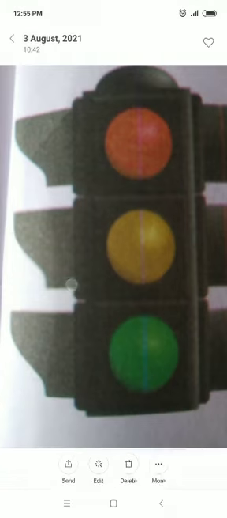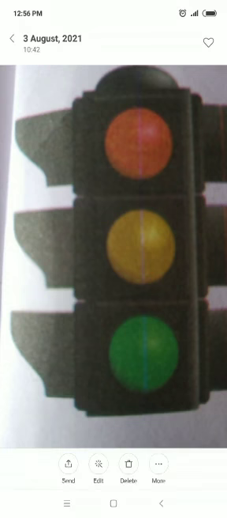Children, what is this, children? You know, traffic symbols. Okay, very good. Red color, orange color, green color. Red color, first one, indicates to stop before the line. Orange color indicates to be ready to go. Green color indicates to move the vehicle. Okay, very good, children.